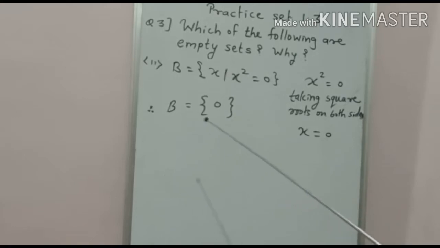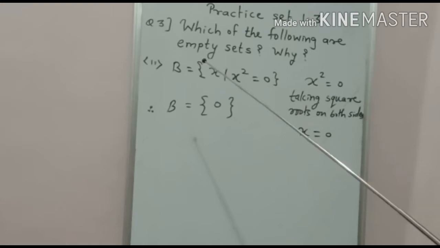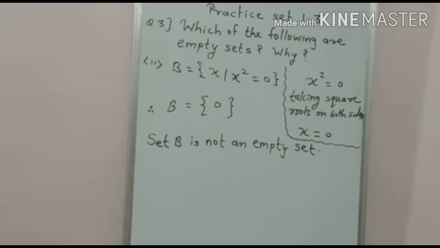So what do we notice here? Yes, there is one element in set B, and what does it mean? That B is not an empty set because there is one element. So you can say it is a singleton set. But what do you have to write? The question is whether the set is an empty set or not, that we have to decide, and hence here we mention that set B is not an empty set. Okay students, like this. Now we try the third one.